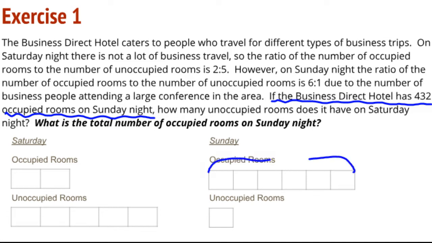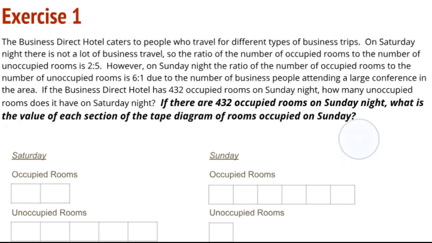We can say that these occupied rooms are equal to 432. Now in your head, you're probably thinking, ooh, I know what to do now. So go ahead and pause, do what you think you need to do, and then unpause the video and follow along. See if your prediction works out.